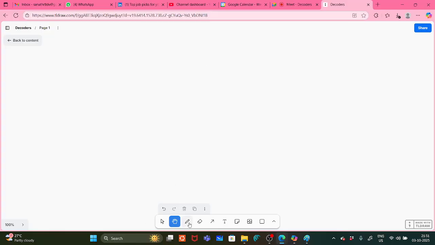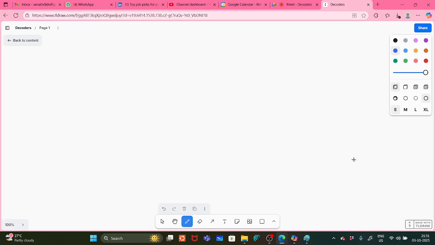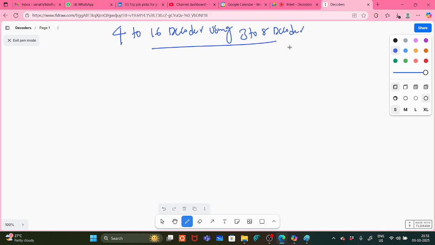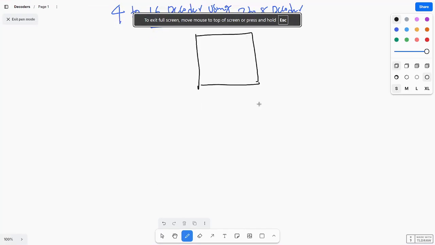Yeah. So next, I want to implement this 4 to 16 decoder using 3 to 8 decoders, same method, same process. How to design? You need to design two 3 to 8 decoders.